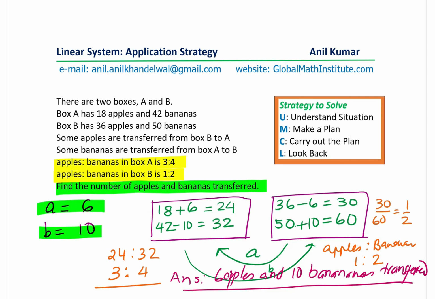So I hope this approach of solving word problems is absolutely clear. First step is U stands for understand the situation, then work out a plan, make a plan, carry out the plan, and then look back means check your result. Perfect. So I hope that helps.